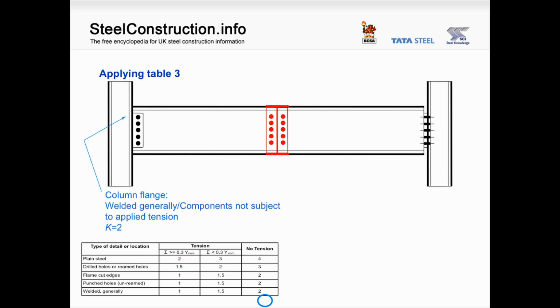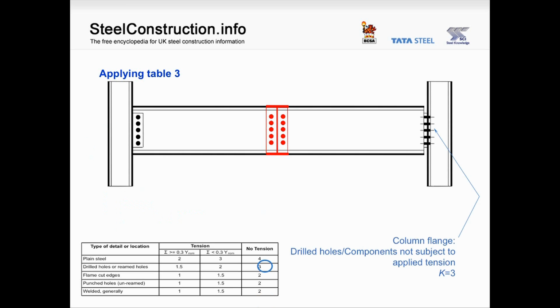In the case of the left hand side column, we have a fin plate welded to the flange, which falls in the welded generally category, and so the K factor for the flange is 2. The only thing that changes for the right hand side column is the fabrication process, drilled holes. So we move up the table for a K factor of 3 for the flange. So that illustrates how it all works, and later in the presentation we'll use this to identify when we need to pay particular attention to steel subgrade selection.